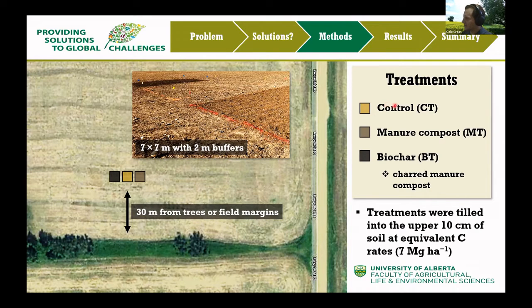Throughout the presentation, the cropland control will be abbreviated as CT. The manure compost treatments will be abbreviated as MT, and the biochar treatments will be abbreviated as BT. And the cropland control will be yellow, the manure compost will be brown, and the biochar will be black.